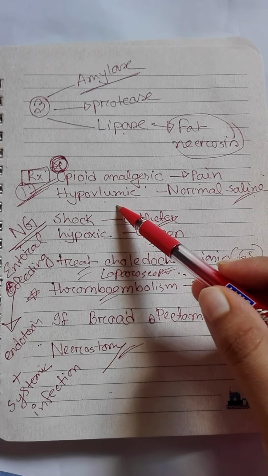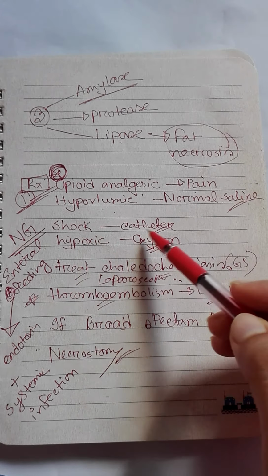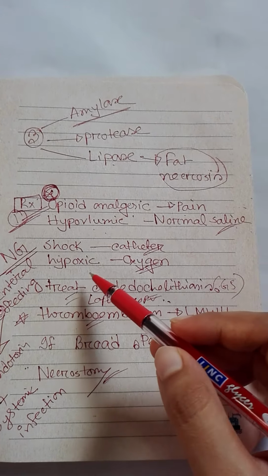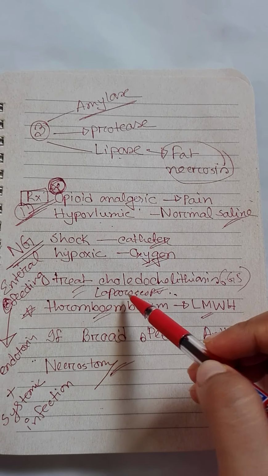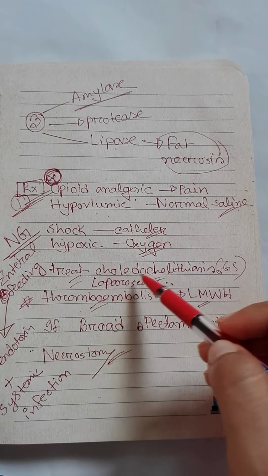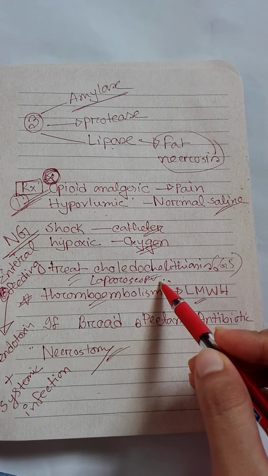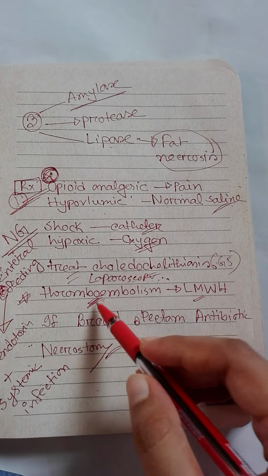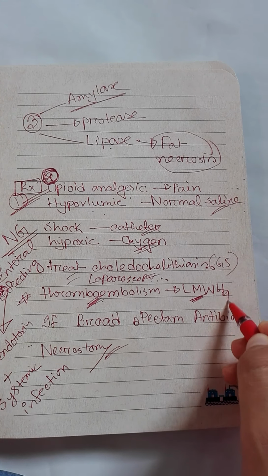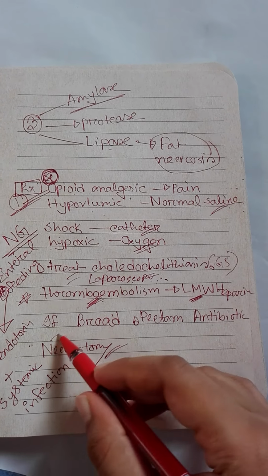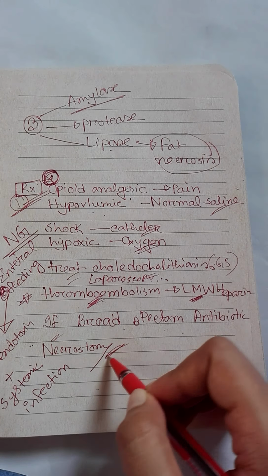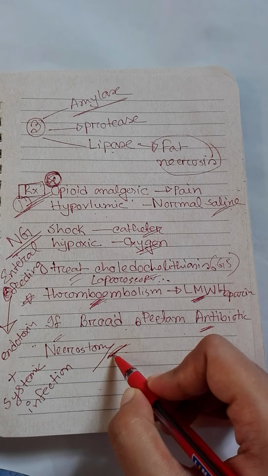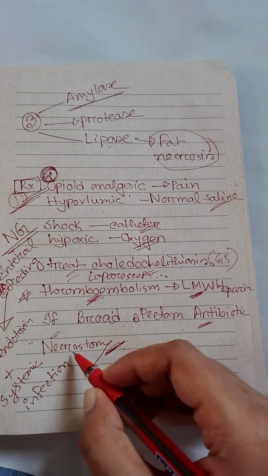Then if the patient is hypovolemic, normal saline. If the patient is in shock, then a urinary catheter. If the patient is hypoxic, oxygen. If it is caused by gallstone, then treat choledocholithiasis by laparoscopy. If thromboembolism may occur, then low molecular weight heparin. If infection is suspected, then broad spectrum antibiotic. If pancreatic necrosis occurs, then necrosectomy.